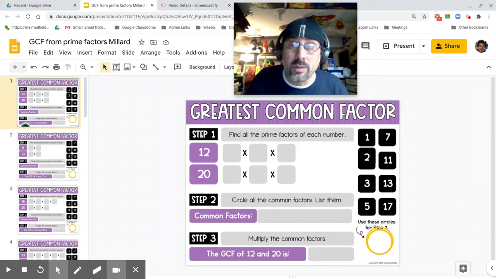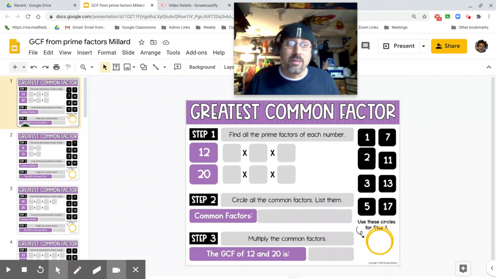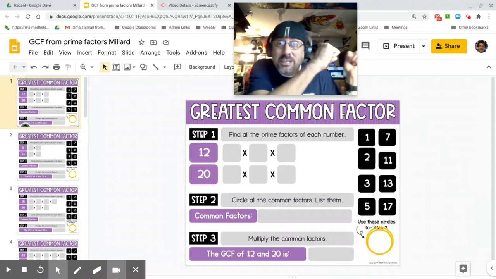Well, one way to do that is to find the prime factorization of each number. So let's find the prime factorization of 12 and then the prime factorization of 20. Let's go!